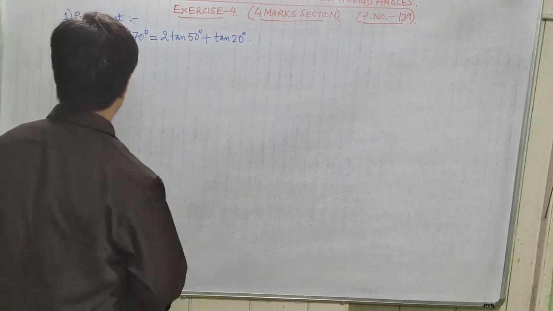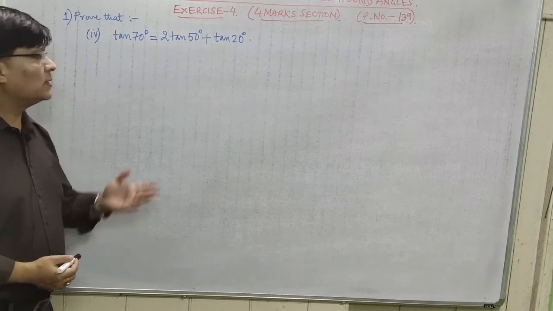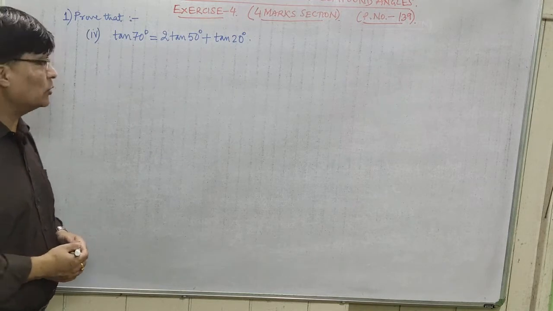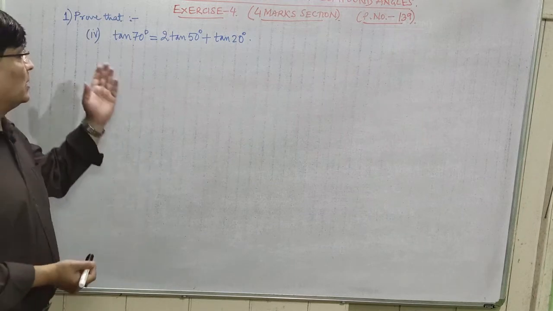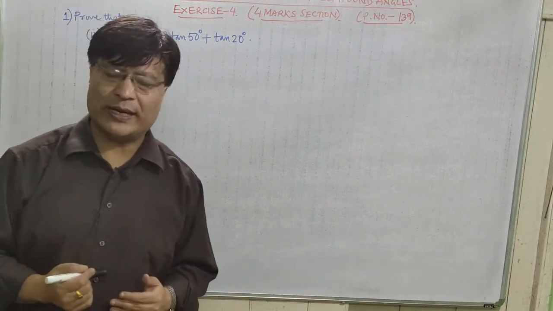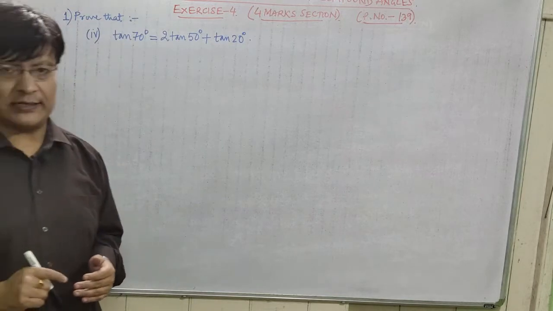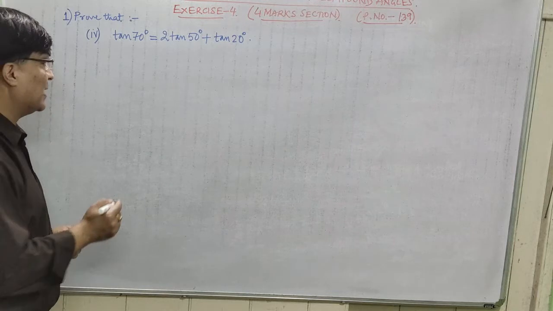So now we'll do the next question, that is number 4. So let us prove this. Tan 70 degree is equal to 2 tan 50 degree plus tan 20 degree. Let us prove LHS is equal to RHS. So in this case you cannot prove it from left hand side or from the right hand side. So we have to use a different method in this case.